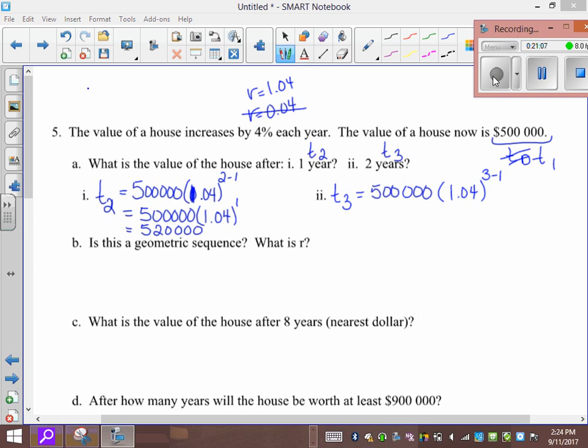So what does this get you? 1.04 to the 2, because this is together, 1.04 to the 2 times 500,000. Yeah, 540.